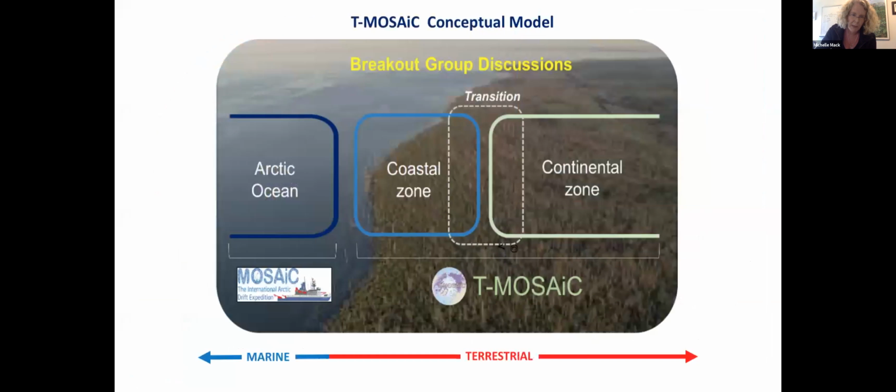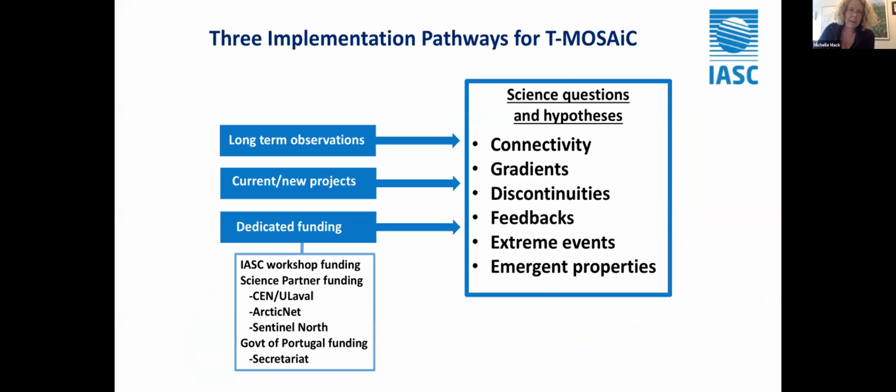So as Taneil mentioned, the focus of T-MOSAIC really moves from the ocean through the coastal zone, both the aquatic and then the terrestrial component of the coastal zone, and then into the continental zone. And this has been the organizing gradient for thinking about the measurements that will be made. And this is sort of the conceptual model or the implementation model that Warwick and Joao have been shopping around. And it's pretty general. You know, it's things that many people interested in system level science are focused on.